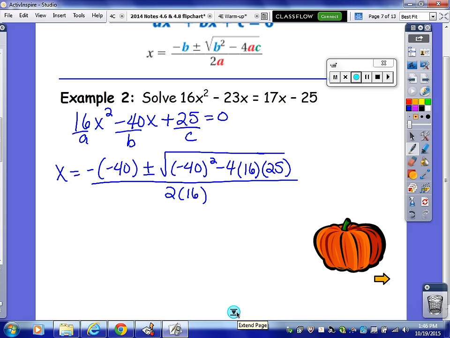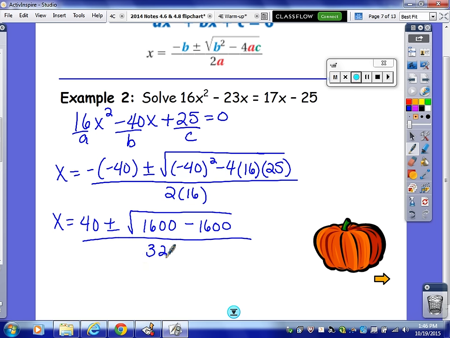Alright, now we just get to clean up. So we get x is equal to 40 plus or minus the square root, negative 40 squared is 1600, minus 4 times 16 times 25 is 1600 again, all over 32. Alright, so we're going to get 40, well, this is 0, so we're done with that, all over 32. So here's one example where you're going to have one answer. And if we were to graph this, we would see it only touches the x-axis at one spot. Alright, let's simplify this. So our final answer is 5/4.